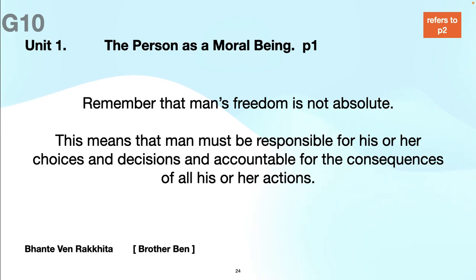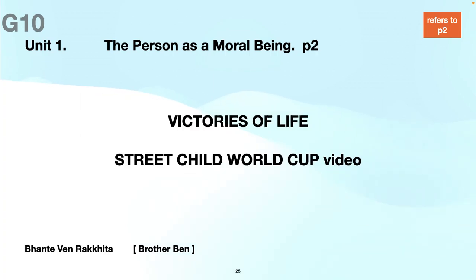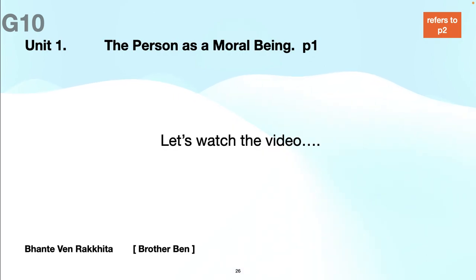Remember that man's freedom is not absolute. This means that man must be responsible for his or her choices and decisions and accountable for the consequences of all his or her actions. So, the Victories of Life, the Street Child World Cup video. Let's watch the video.